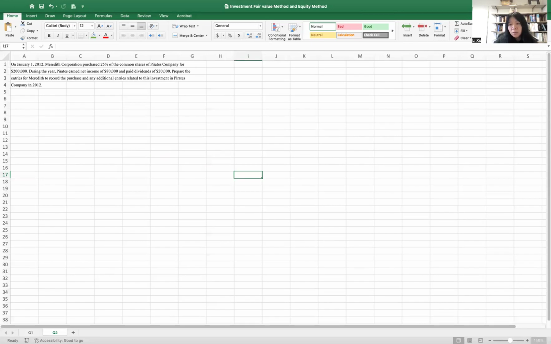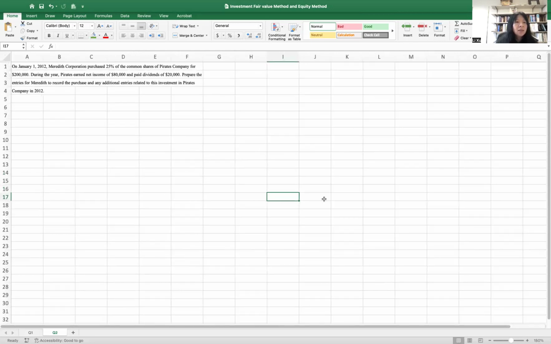So the second question we have here is about equity investment. If you look at the equity investment here, the company purchased 25% of the equity. And because 25% is larger than 20%, they're going to use the equity method. Here, we're just going to show you exactly how we do the journal entries related to the equity method. For this question, they said you want to have all related journal entries.